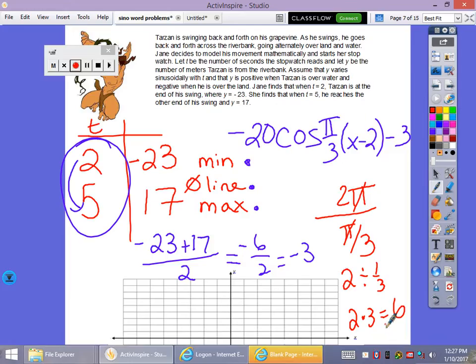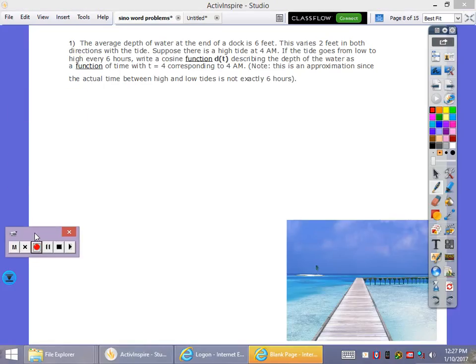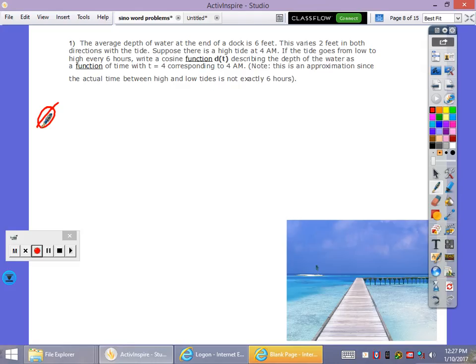Good? All right, so I just handed you another paper with some practice problems. Let's do this one together. All right, so the average depth, average goes with what? The zero line. Oh, you guys are faster than some of my other classes today. Okay, the average depth is 6 feet. So my zero line is 6. It varies 2 feet. What are they talking about? My amp is 2. Great.